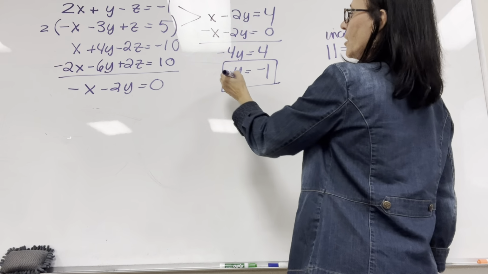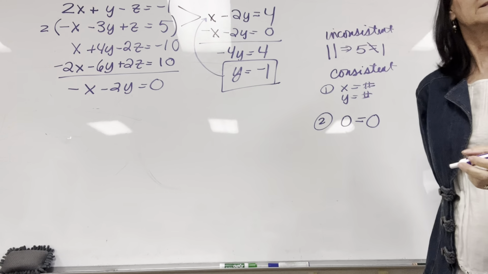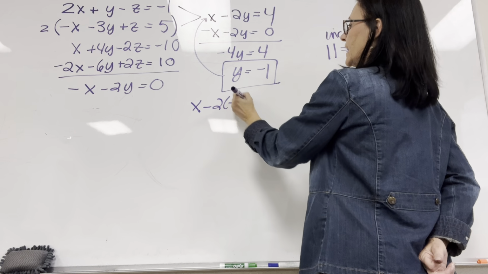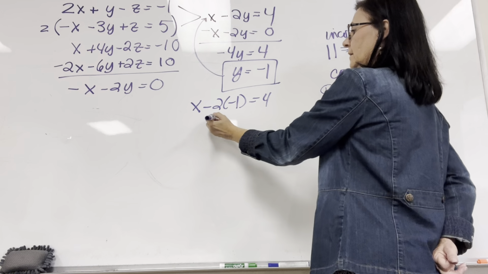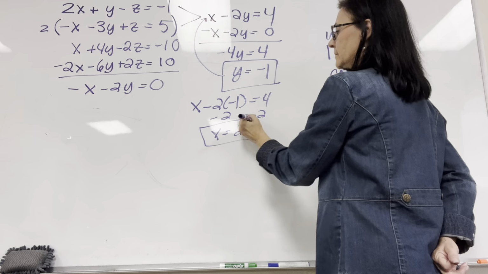All right, now I want to go back. So I'm going to go back to this one and solve for x. So x minus 2 times negative 1 equals 4. That's positive 2. So I subtract 2. X is 2.